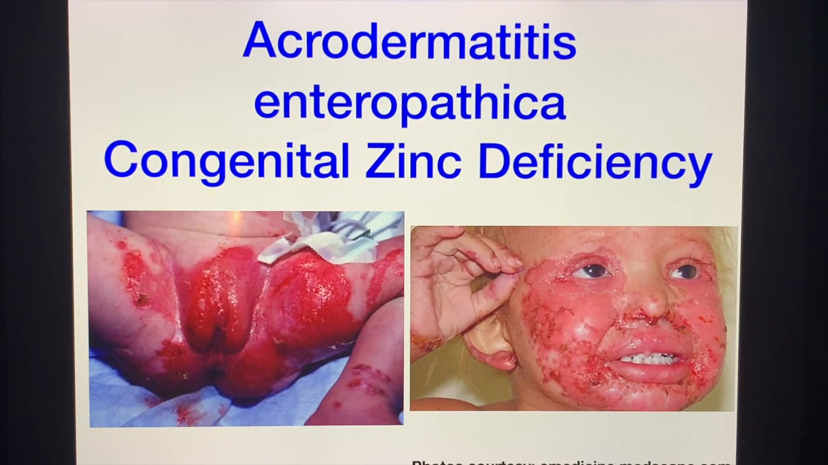Acrodermatitis enteropathica, or AE, is a congenital zinc deficiency. So they would present with poor wound healing, dermatitis, and recurrent skin infections. So acrodermatitis enteropathica is congenital zinc deficiency.